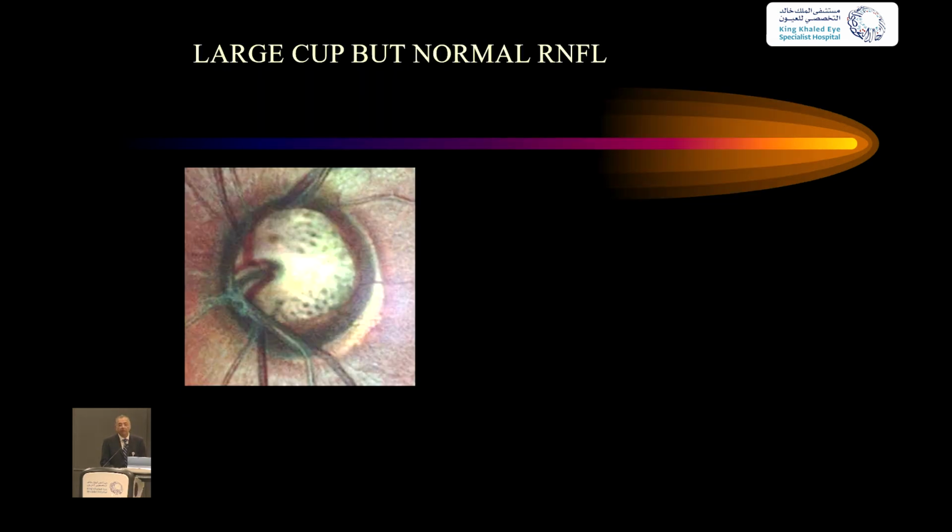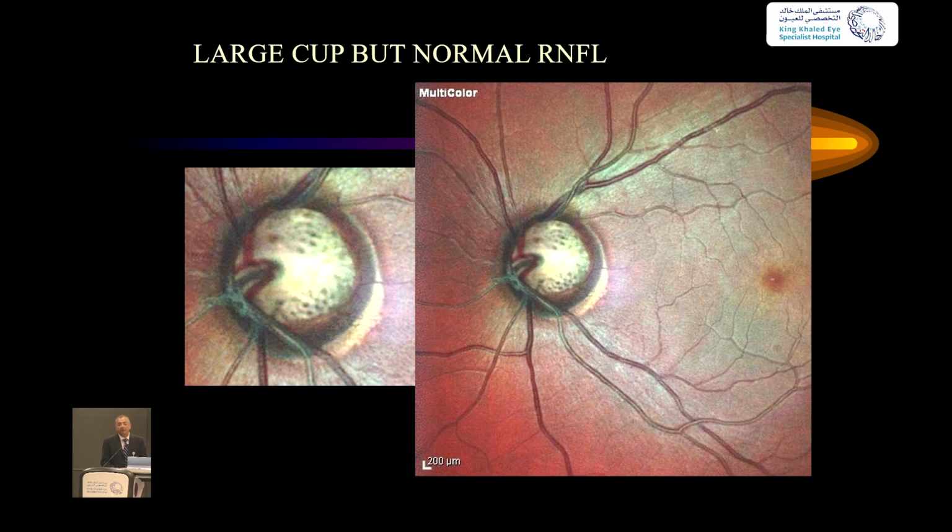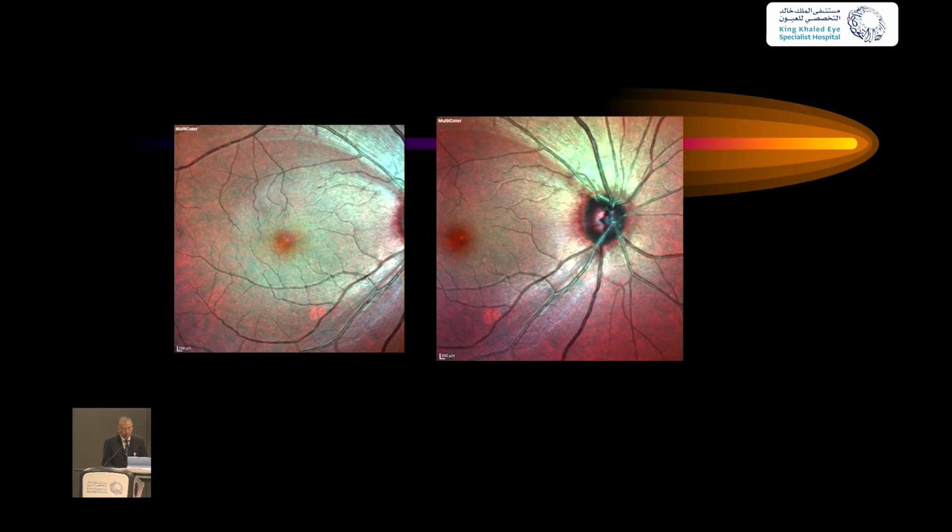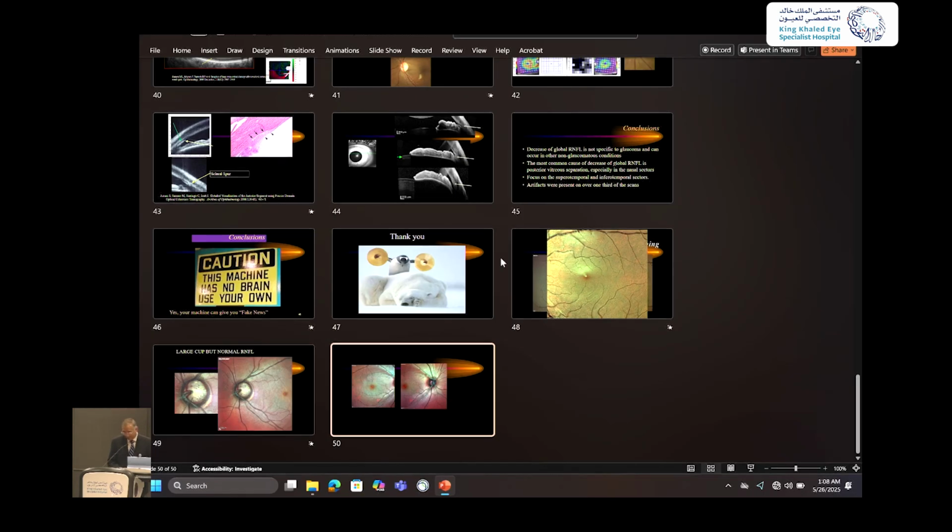For example, here is a child who has come with a very large nerve and a very large cup. OCT is inconclusive. But if I look at the multicolor, I can see that the nerve fiber layer is completely intact. And therefore, this child does not have glaucoma. Whereas this patient, you can see the nerve fiber layer defects here, here, very subtle ones. And you can pick up these nerve fiber layer defects. So with that, I'd like to end and be happy to answer any questions. Thank you.